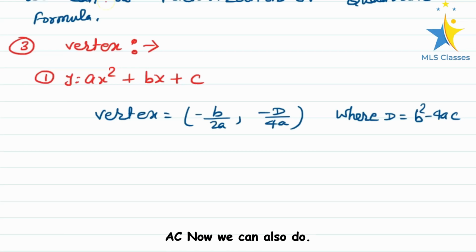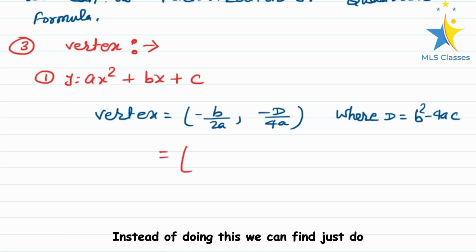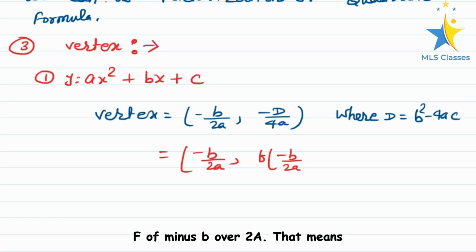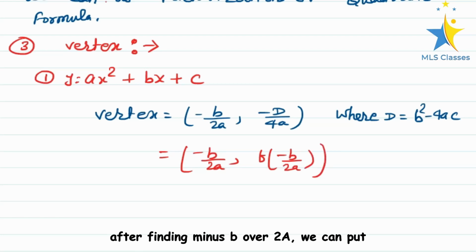Now instead of doing this, we can just do negative b over 2a, and suppose y is equal to f(x), then we just need to find f of minus b over 2a. That means after finding minus b over 2a, we can put x equal to minus b over 2a and we can find the vertex.